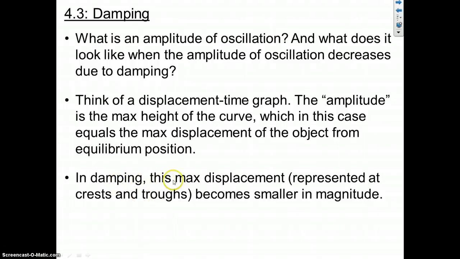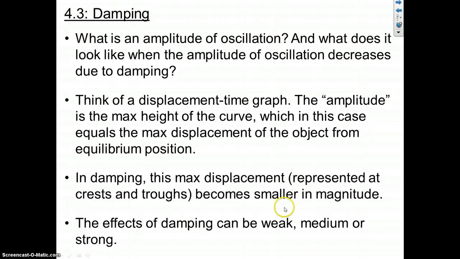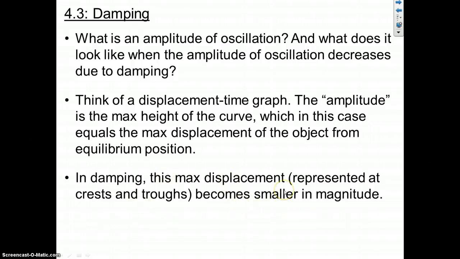So in damping, and we haven't drawn our graph yet, I'll tell you what to do in a second. In damping, the max displacement, which we represent with crests and troughs, hills and valleys, becomes smaller and smaller in magnitude as time passes. Right? So here's what I want you to draw. Somewhere on the same page of loose leaf, draw the displacement time graph which would be produced for an object which had some damping.